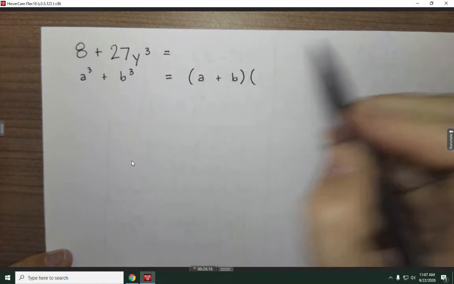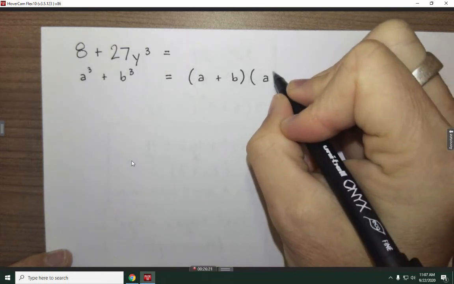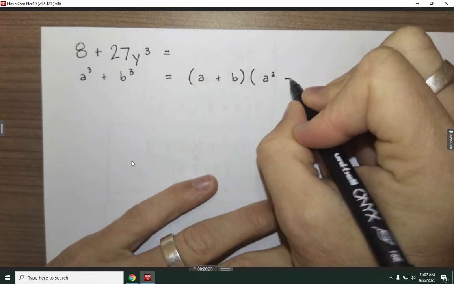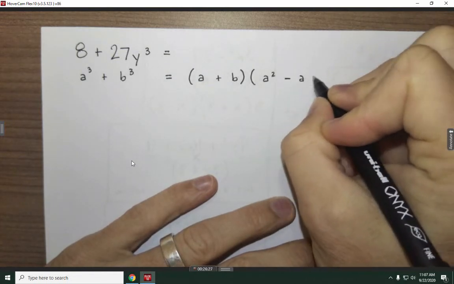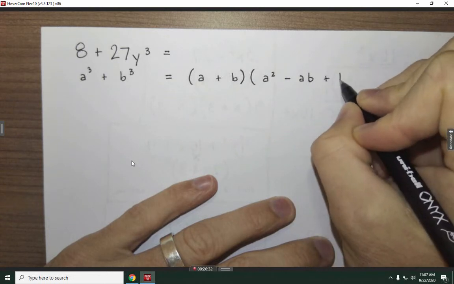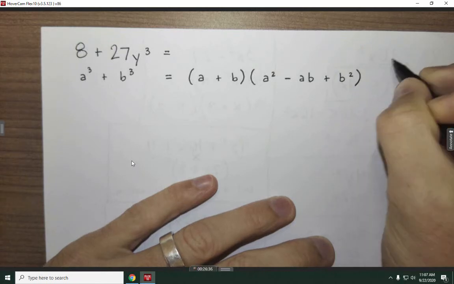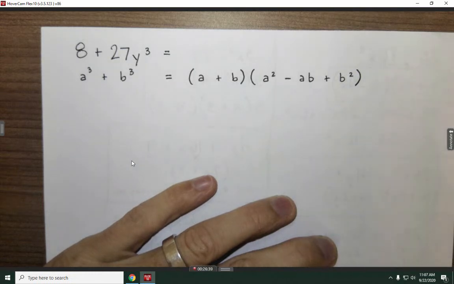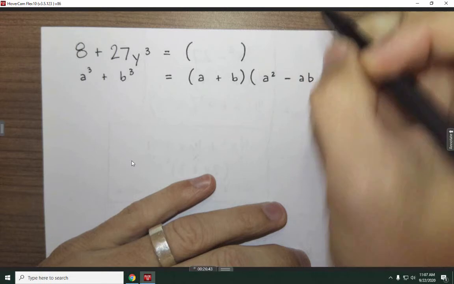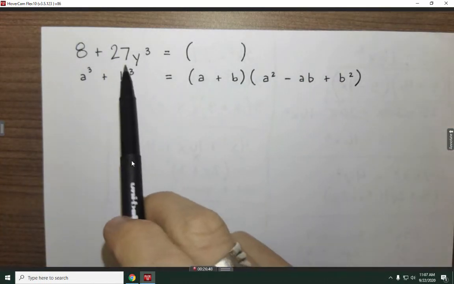We're going to reference this. So this is going to be a squared, and then this is going to be minus a times b, and then we're going to just finish with b squared. Okay? So let's go down our list and just do this. You just have to know these patterns, and once you figure out what you have to do, these things will just fall in place.